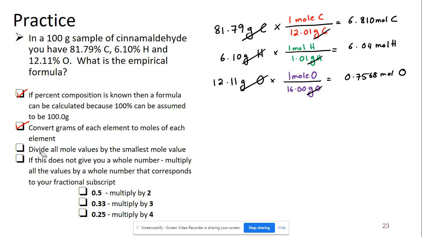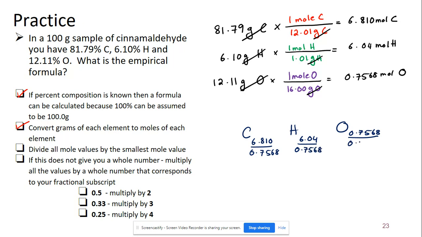Then it says divide all mole values by the smallest mole value. Like I said, I want you to write it like this: carbon, hydrogen, oxygen. Then we're going to take these values and write 6.810, 6.04, 0.7568. The smallest mole number is clearly the one for oxygen, so divide all of the values by 0.7568.